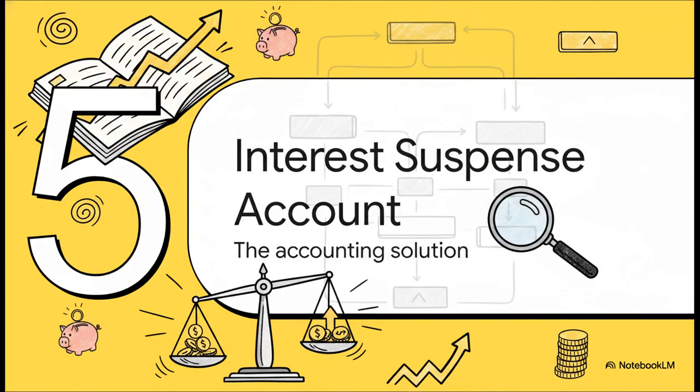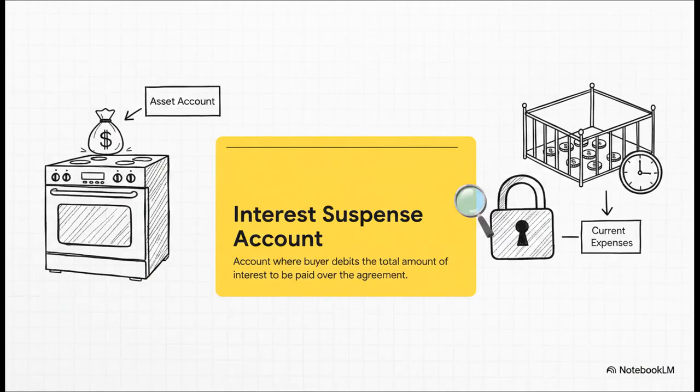Section 5. The interest suspense account. The brilliant accounting solution to our problem. Allow me to introduce the star of the show, the interest suspense account. At the time of purchase, the buyer debits the asset account with the actual cash price of the oven. Then, and here's the magic, they debit this interest suspense account with the total amount of interest. That's our full $200 to be paid over the life of the agreement.